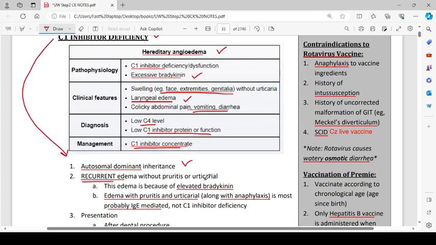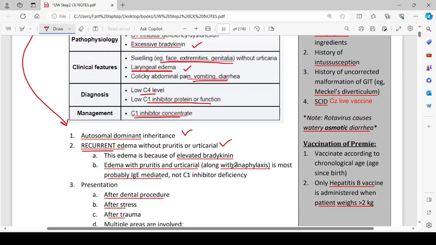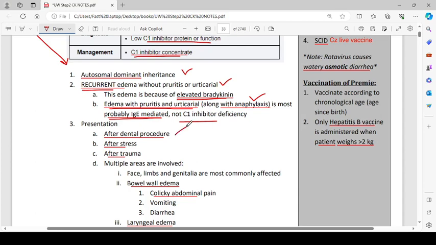Recurrent edema without pruritus or urticaria will be there. This edema is because of elevated bradykinin. Edema with pruritus and urticaria along with anaphylaxis is most probably IgE mediated, not C1 inhibitor mediated. So if it is just edema, that is C1 inhibitor deficiency. But if along with edema we have pruritus and urticaria, that is most probably IgE mediated, not C1 inhibitor deficiency.